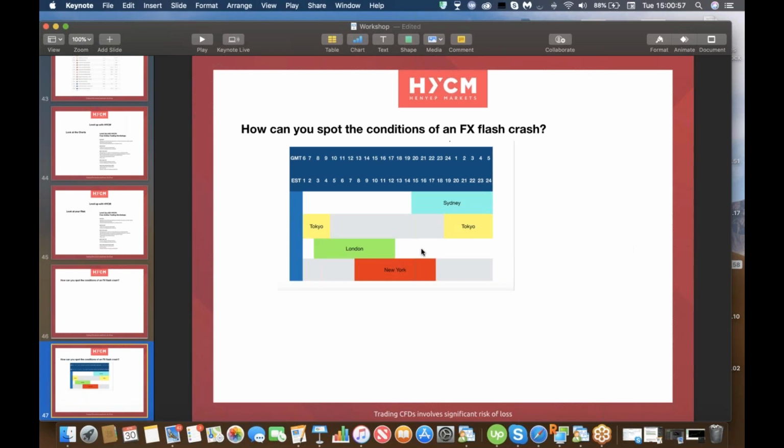That is the danger of a flash crash, and that's how to spot it. The end of the New York session before Tokyo gets in, be cautious until the European market opens up first thing, GMT 7 o'clock in the morning.